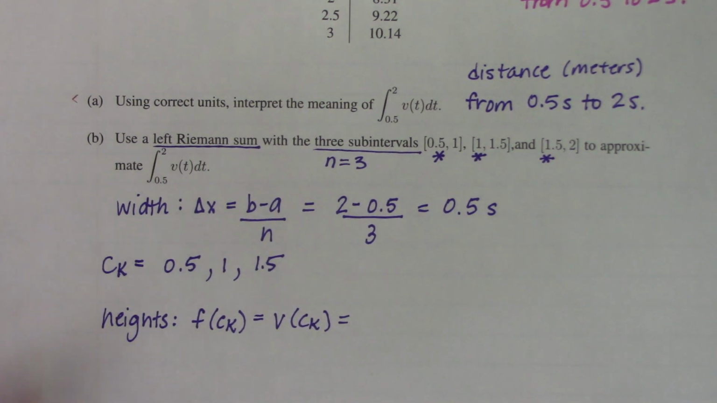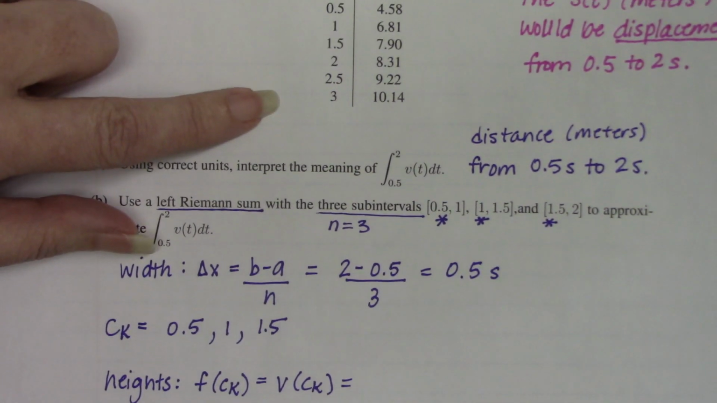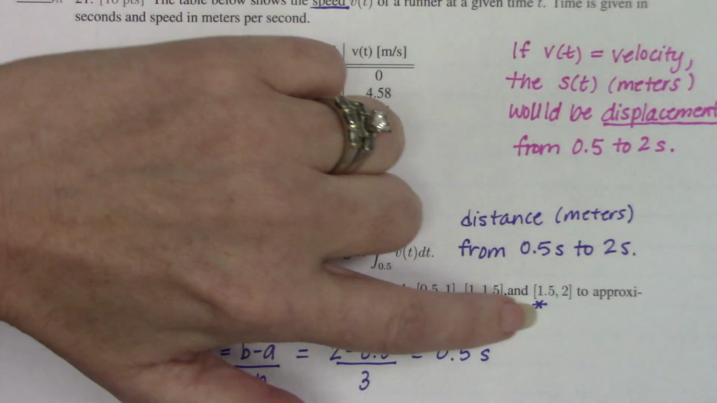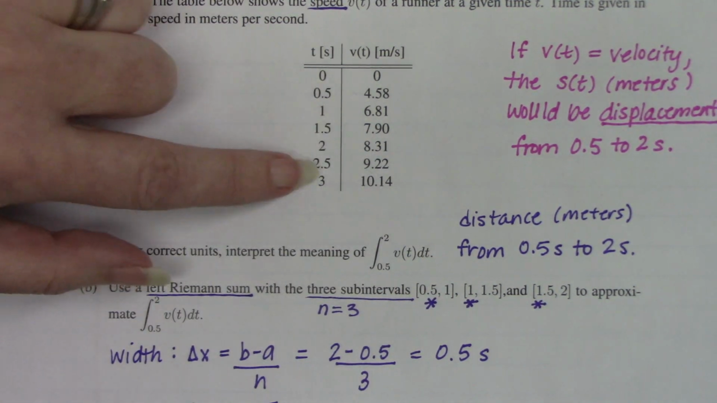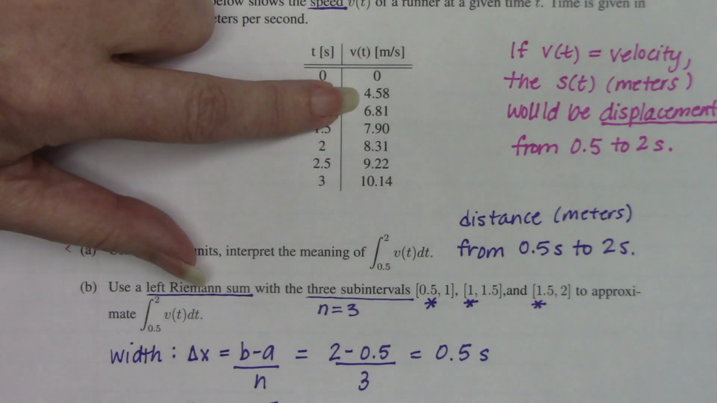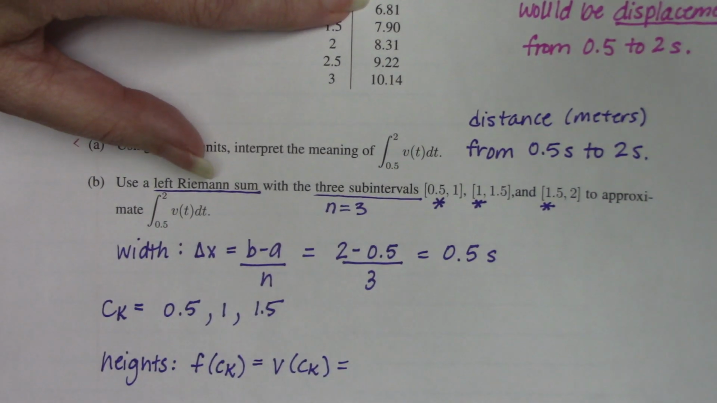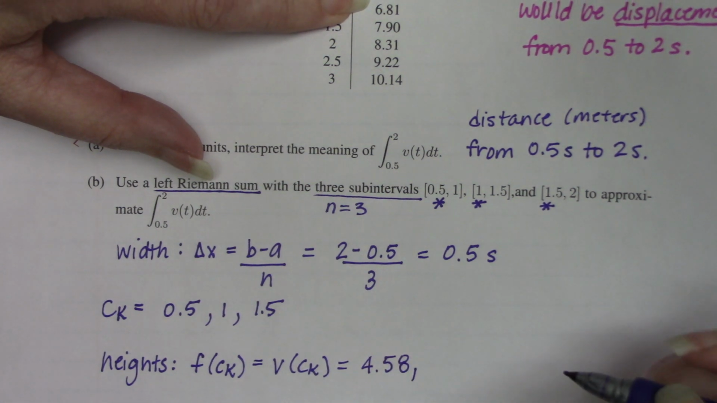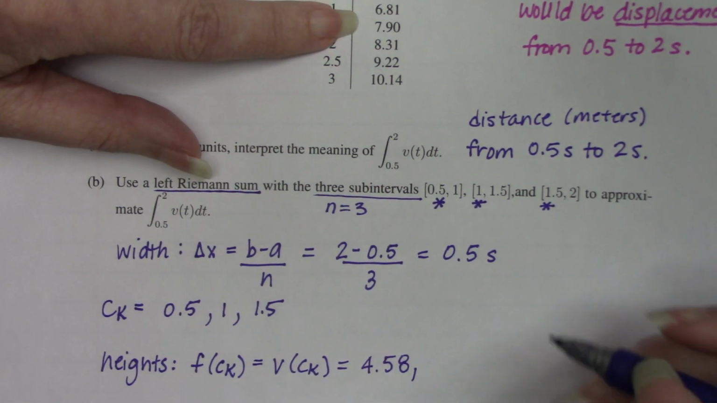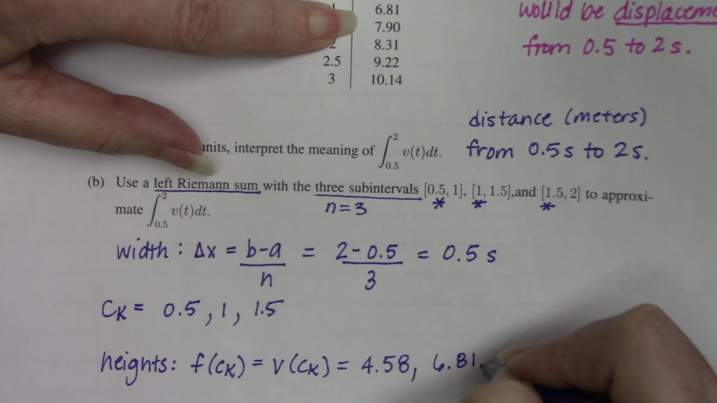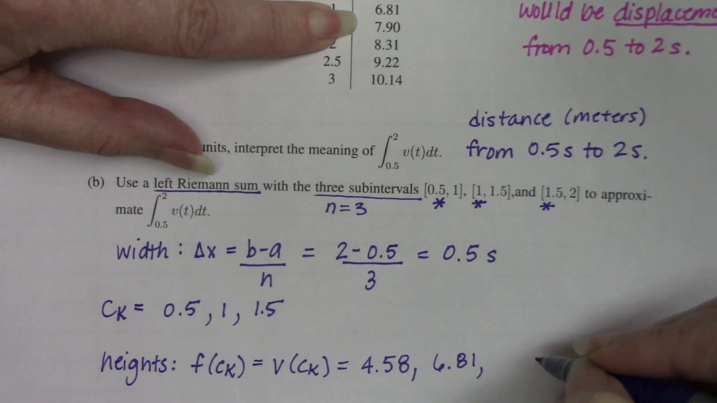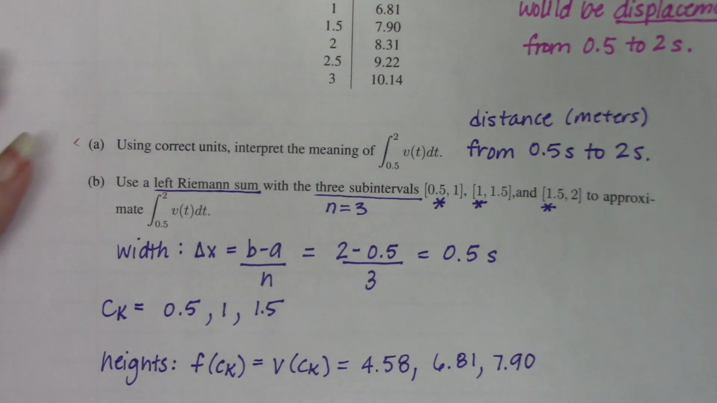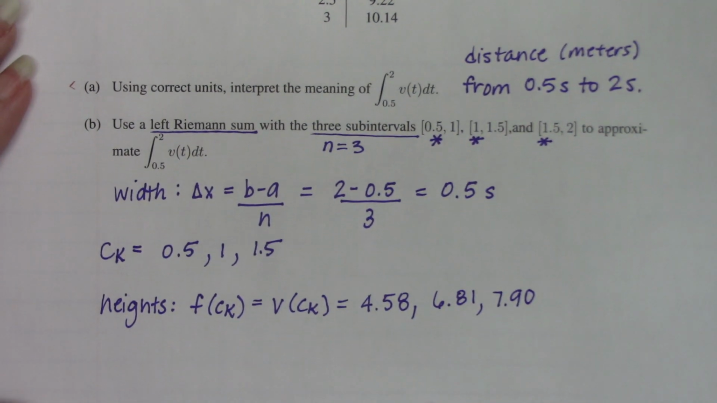Rather than doing this manually by hand, we can pull these values off of our table. This is why it's important that we identify the correct x values here, because you want to grab the correct numbers. At 0.5, we have 4.58. At 1, if we go to our table here, we see we have 6.81, and at 1.5 we have 7.9. Those are the heights of our three rectangles.